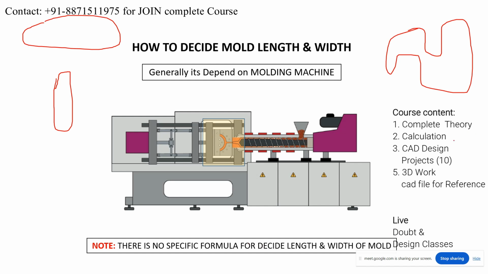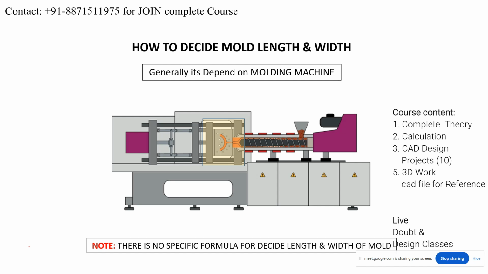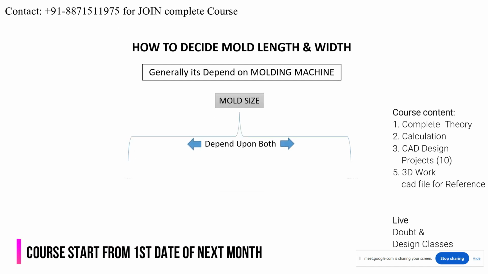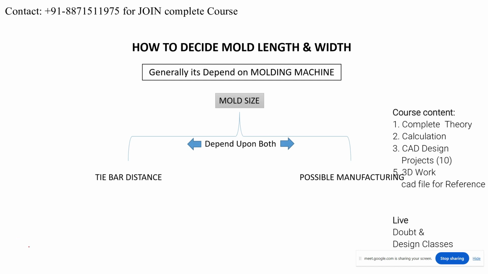Is it clear? So basically it depends on the manufacturing possibility, that is, what types of cavity or core we can create by VMC or CNC machining, right? And now see here, for example, mold size, as I told you, depends upon two things. First of all, the tie bar distance of the injection molding machine, and second one is possible manufacturing.